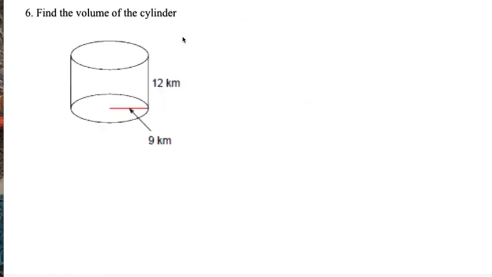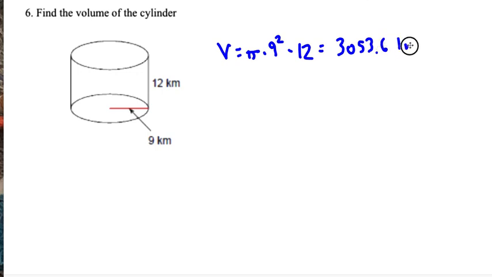So, last problem, find the volume of the cylinder. For the volume, you simply take the area of the base, that is the area of the circle, which is pi times 9 squared, pi times radius squared, then times 12, which is the height, how much you're stacking it up. In the end you get the nice round number 3053.6 kilometers cubed, another massive cylinder, cubed because it's a volume. That's it.